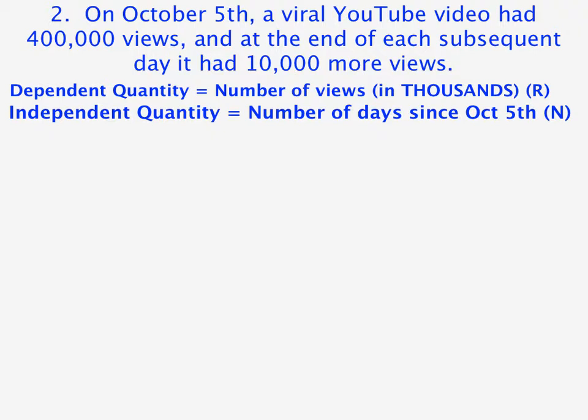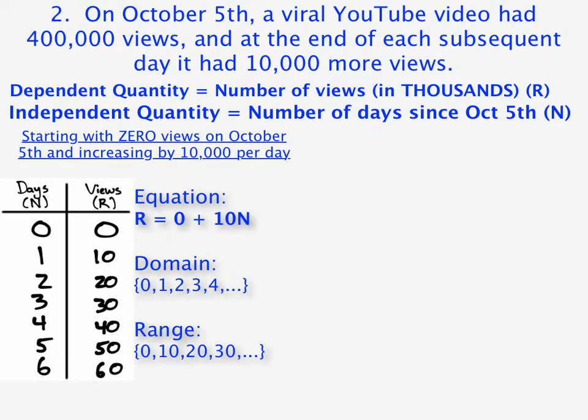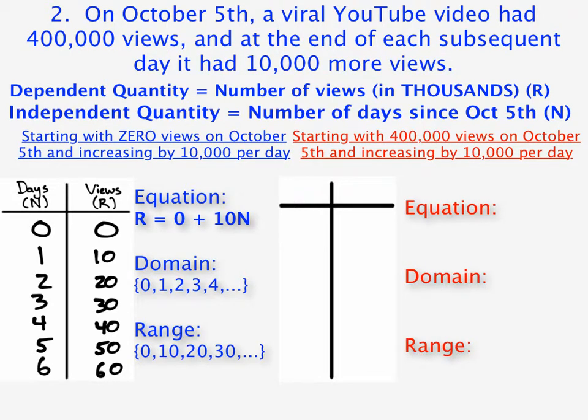The independent and dependent quantities we used before are going to remain the same. Let's use, for our dependent quantity, the number of views in thousands. It'll make life a lot easier. Now, here's the table of values for our old relationship, and here's the equation for our old relationship, starting with 0 views on October 5th. Now that it starts with 400,000 views on October 5th, why don't you try first to make a table of values for this relationship, and when you're done with that, why don't you try to make the equation too, and then we'll reconvene to discuss.